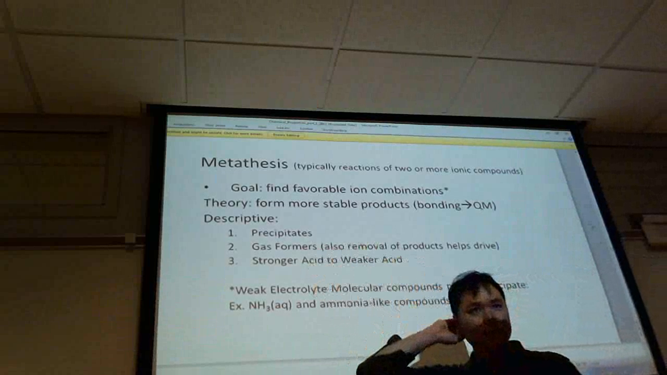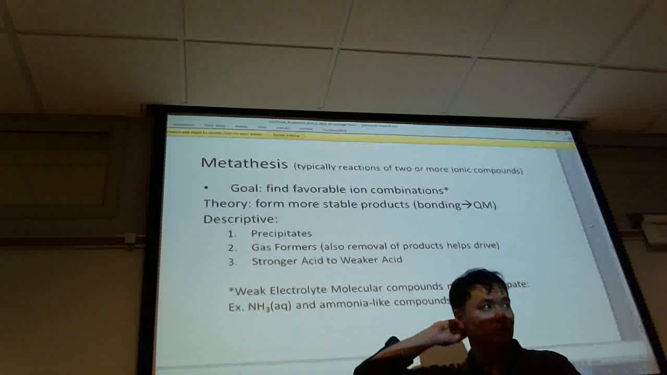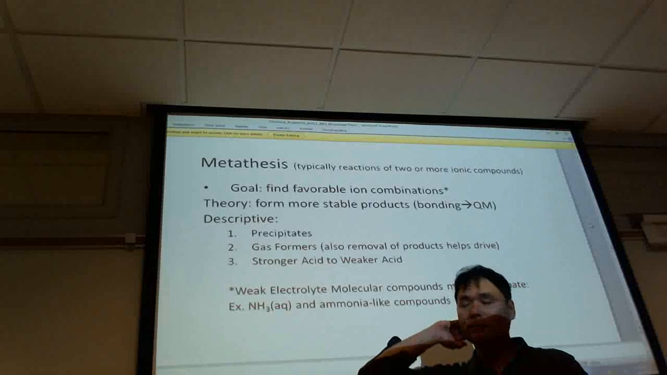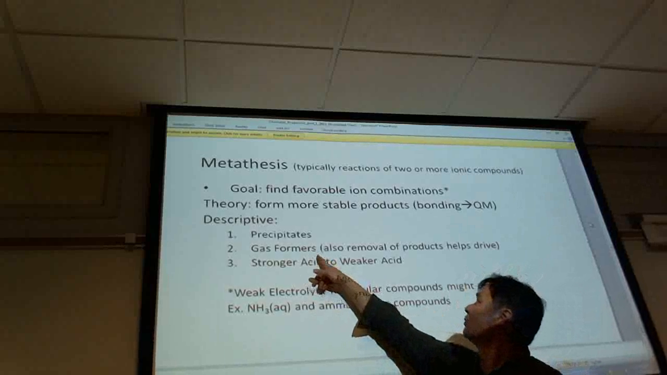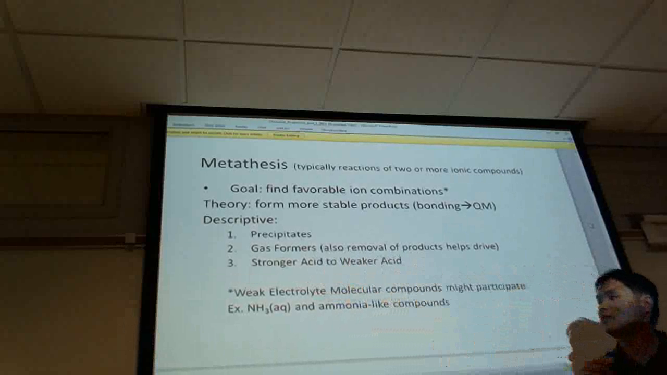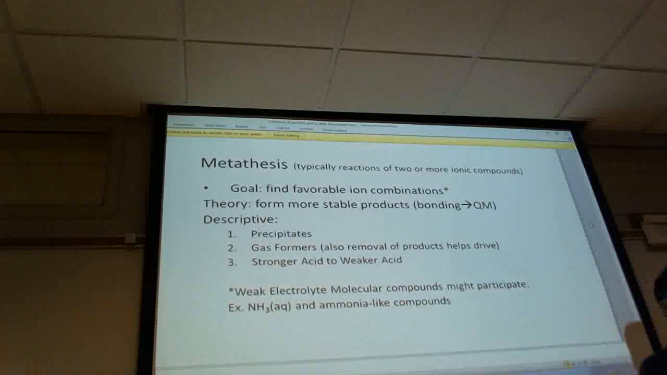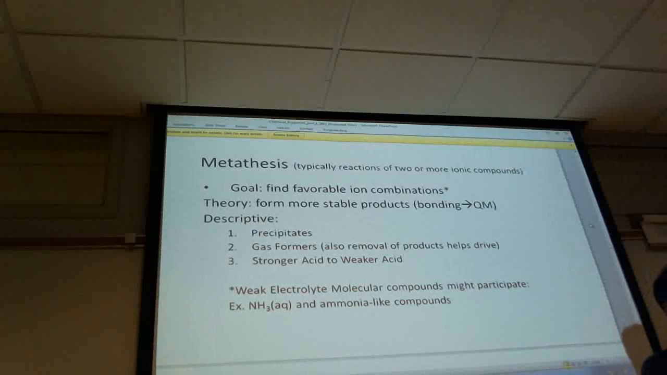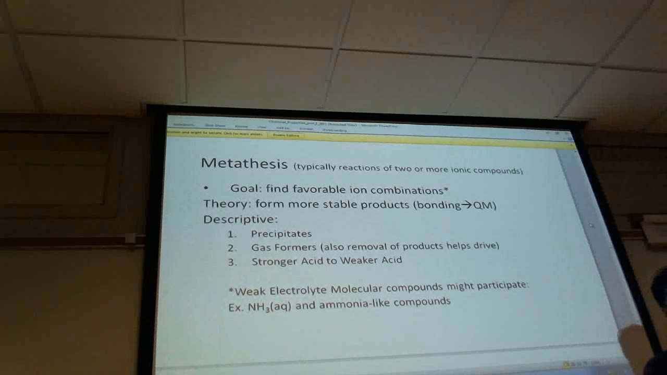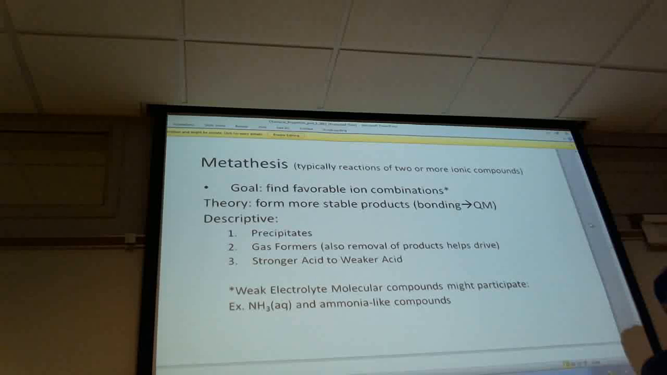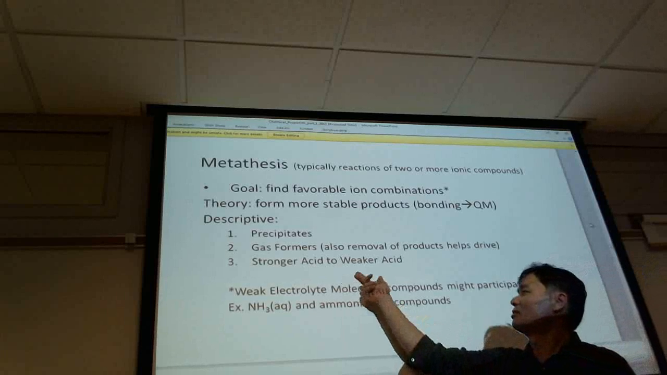So do you guys have the solubility rules memorized? Do you have to do that in 1A? Yeah, okay. Gas formers. What are the gas formers? Unstable products, like ammonia. H2CO3, carbonic acid, decomposes into water and CO2, etc. We go from stronger acids to weaker acids.